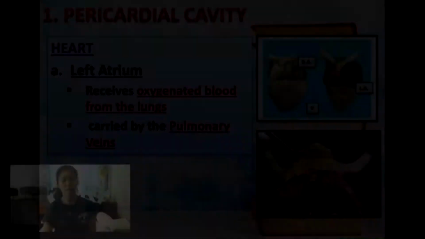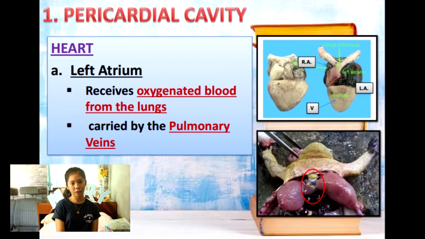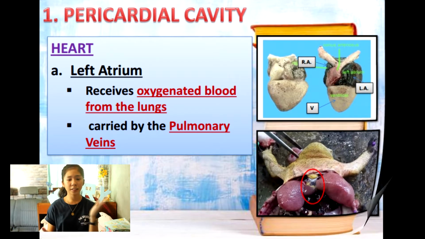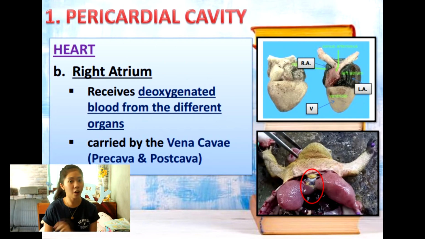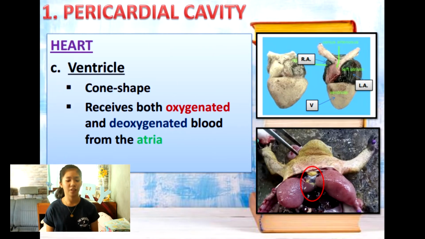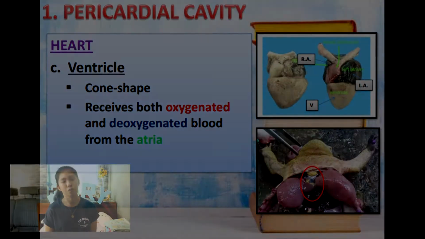The heart's left atrium receives oxygenated blood from the lungs, and it is carried by the pulmonary veins. Next is the right atrium. It receives deoxygenated blood from different organs and is carried by the vena cava, the precava, and the postcava. And the ventricle. Left atrium, right atrium, ventricle. The ventricle is cone-shaped, and it receives both oxygenated and deoxygenated blood from the atria.